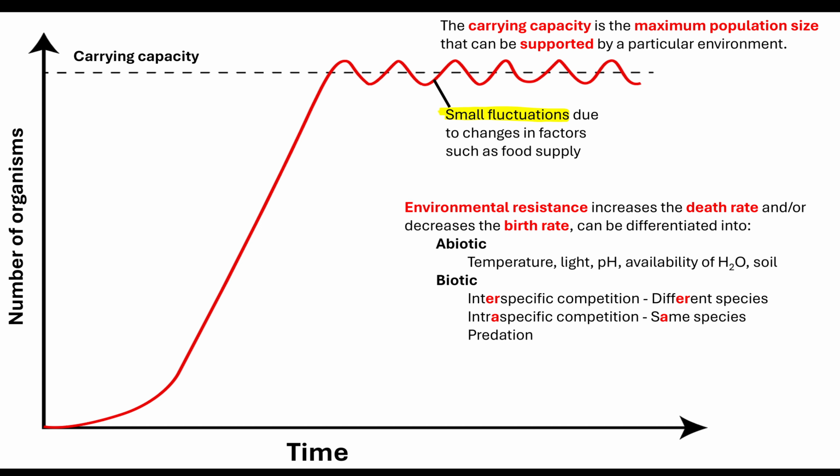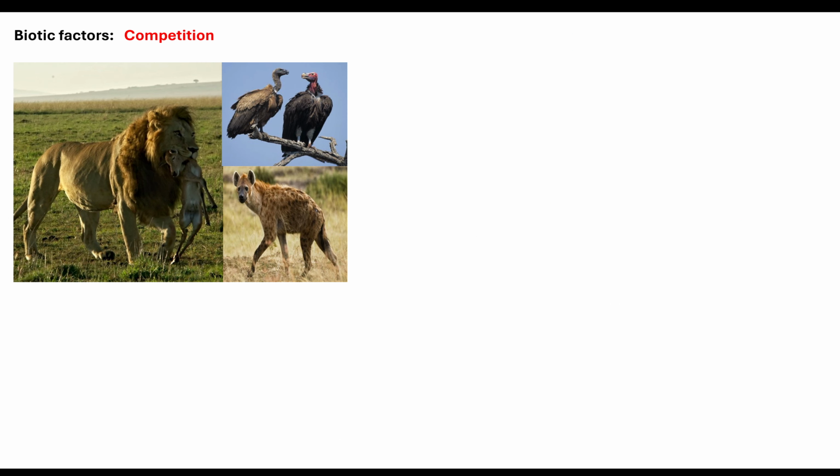So when we look at abiotic, non-living factors, or if we're looking at biotic, which is living factors, they are going to create this environmental resistance, either increasing that death rate or decreasing the birth rate, and therefore we've reached carrying capacity, which is the maximum population size. So let's look at those biotic factors then.